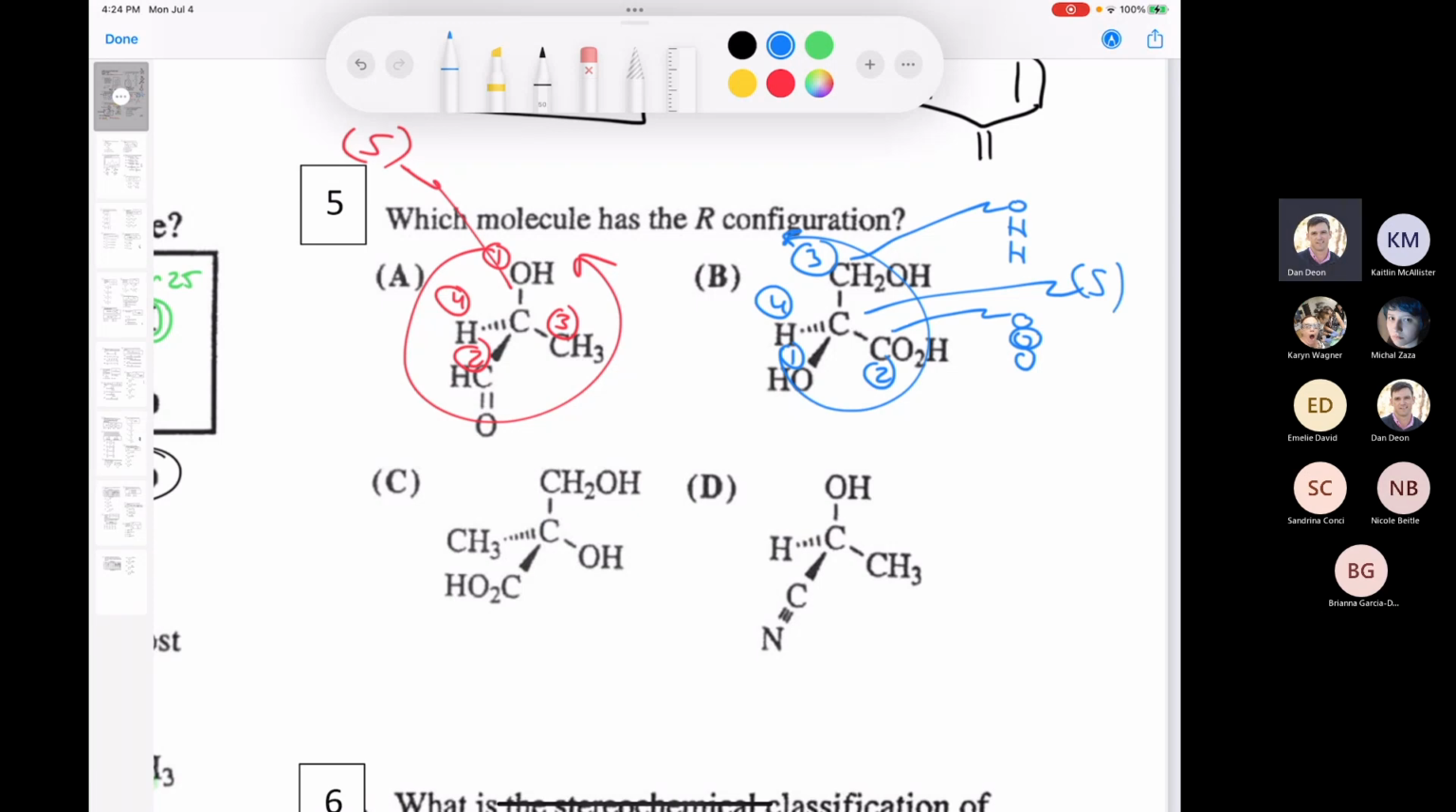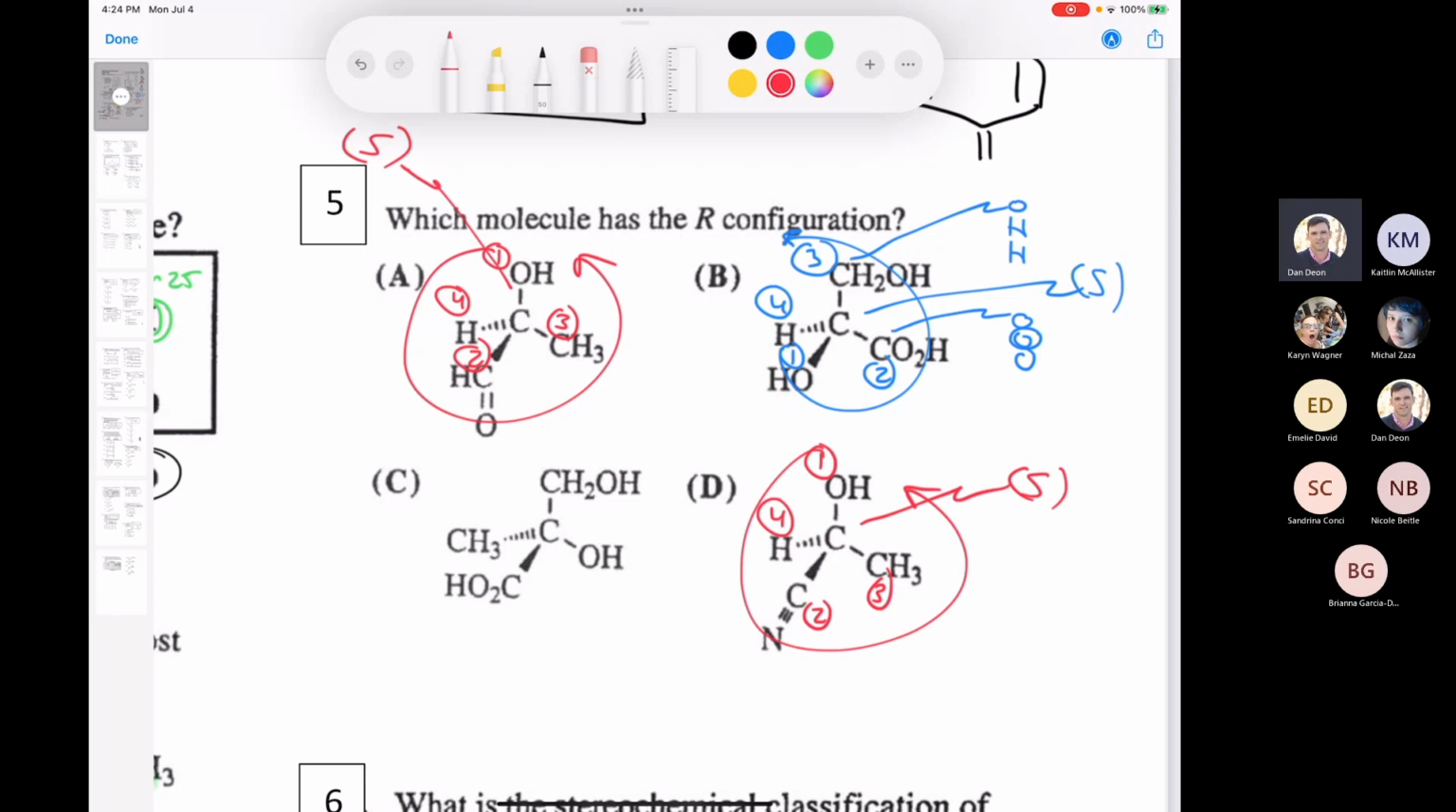If I go to D, the hydrogen is in the back. Oxygen is the highest priority. The nitrile is the second highest priority. 1, 2, 3. So we go like this. Hydrogen's in the back. So again, this is counterclockwise. It's S. So that brings us to C.